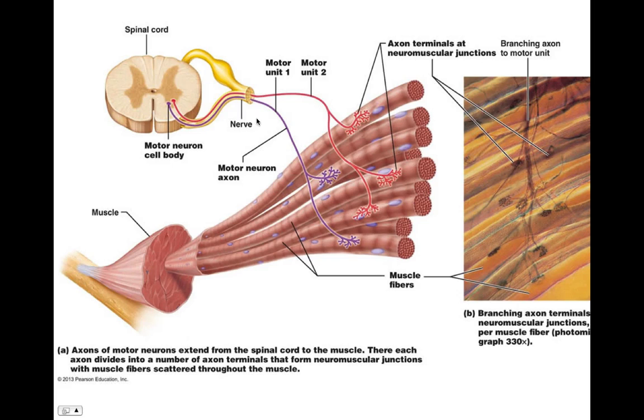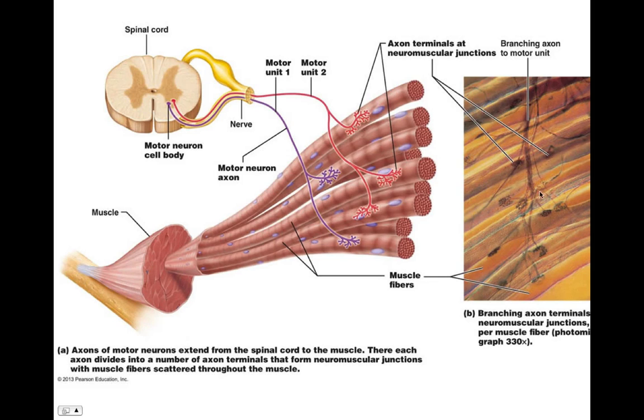This motor neuron controls 2 muscle fibers. This motor neuron controls 3 muscle fibers. So a motor unit is a single motor neuron and all the muscle fibers it controls or stimulates.